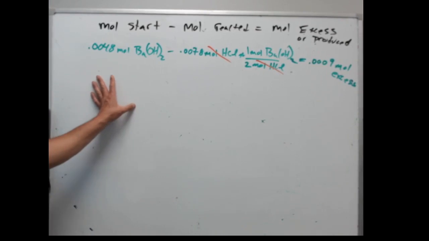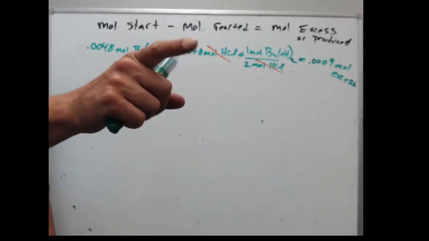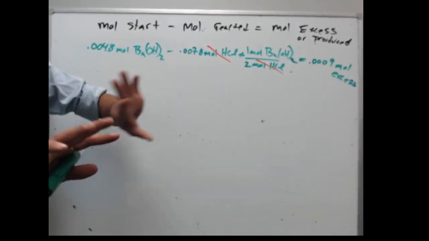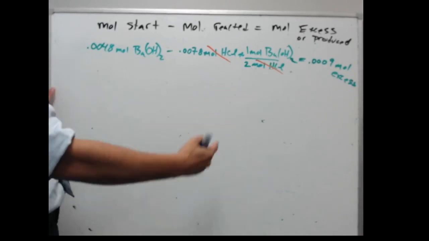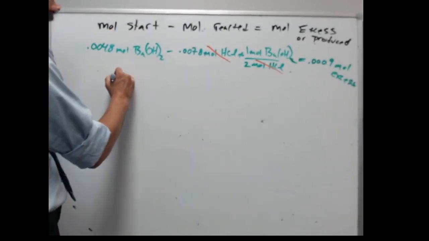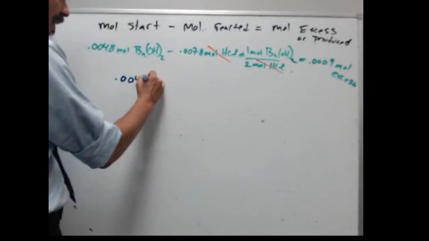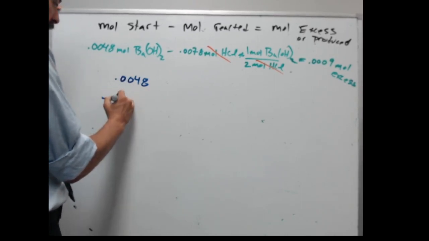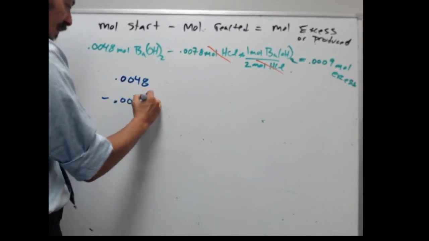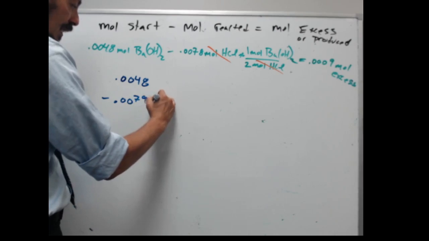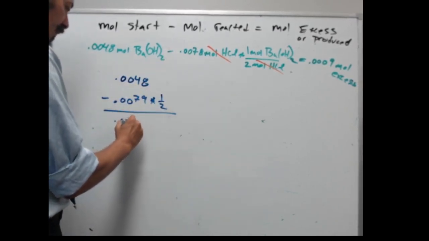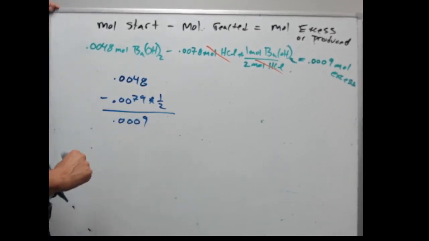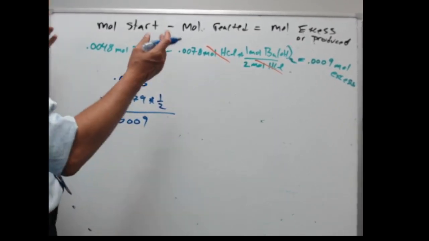Now, the way that I set up my math, and this is where you went wrong in yours, you messed up your mole ratio, but we'll get into that in just a moment. The way I set up my math is I say, look, I can do things in this sentence way, or I can do it in the column way. Or I've got 0.0048 minus 0.0079 times my 1 to 2 ratio gets me 0.0009. All the same stuff, right?